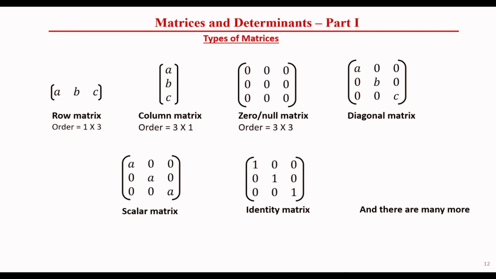Similarly, here is the next example, diagonal matrix. If all the off diagonal elements are 0, we call it the diagonal matrix. And for the same diagonal matrix, if all the diagonal elements are same, we call it scalar matrix. And if all the diagonal elements happen to be 1, we call it the unit matrix or also the identity matrix. So these are just general examples, and there are many more.